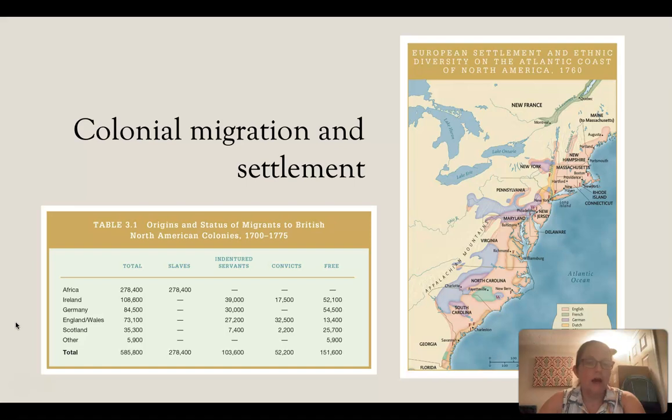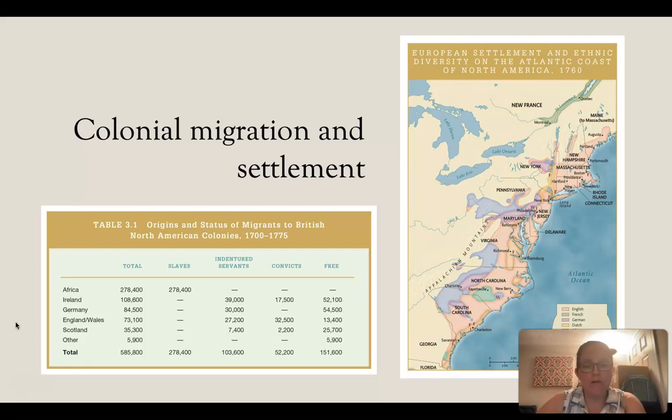As you can see, the single largest group of all of these colonies were enslaved. And then we have many people coming over from countries other than England. We have people coming over from Ireland, people coming from Germany, from Scotland, and then other European countries as well. And you can see, if we look at their status, the vast majority of them came over as free persons.